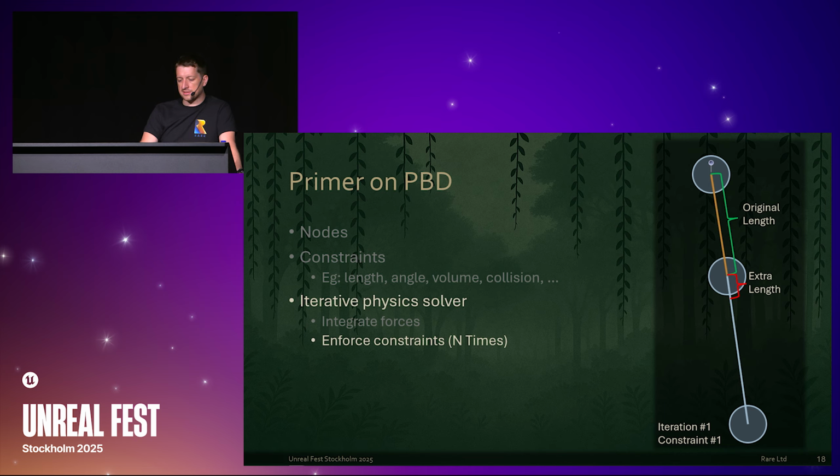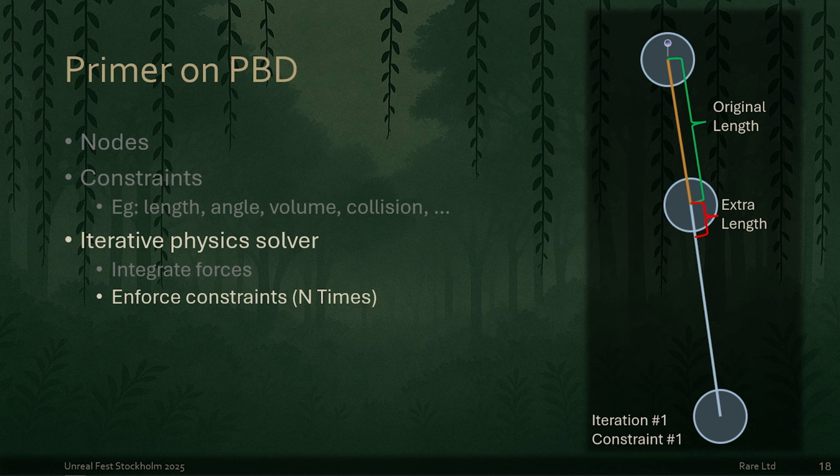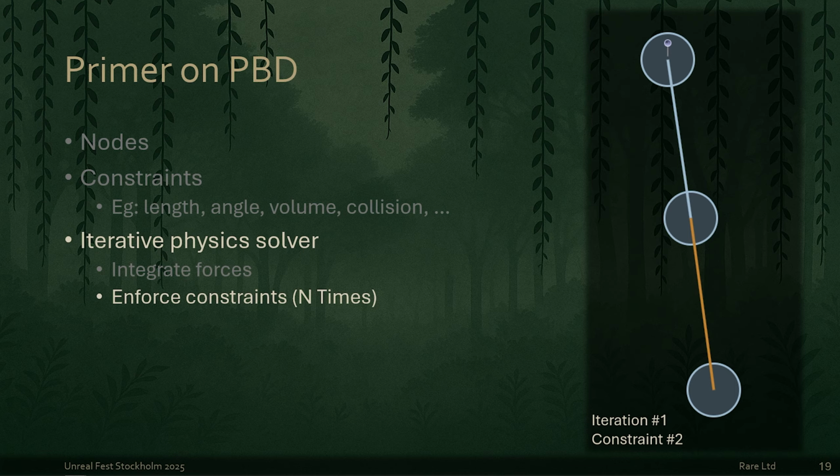Next, we'll handle the second length constraint, and as this is also exceeding the desired length, but since neither of these nodes are pinned, we actually will spread the correction length evenly between the two nodes and move both a bit towards each other to satisfy that length constraint. And we keep doing this until we reach the end of the chain.